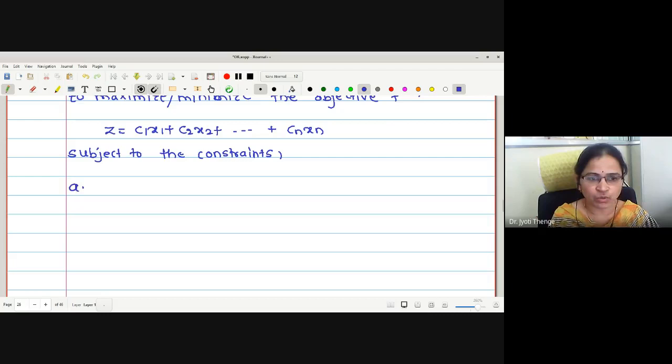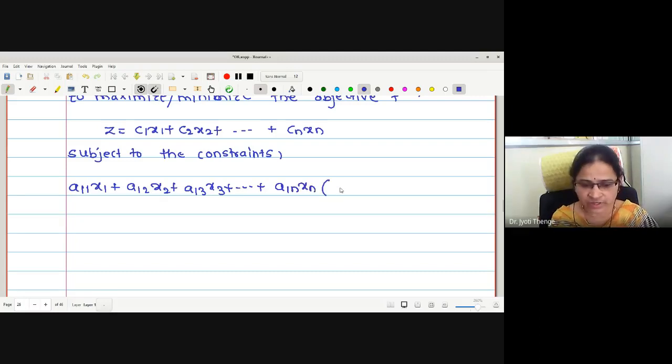Let me write the inequalities. In the general form, we will consider m inequalities. For the first inequality I am going to write a11x1 plus a12x2 plus a13x3 and so on up to a1nxn. It is an inequality, therefore the possibilities are either less than or equal to, or greater than or equal to, b1. This is my first inequality.